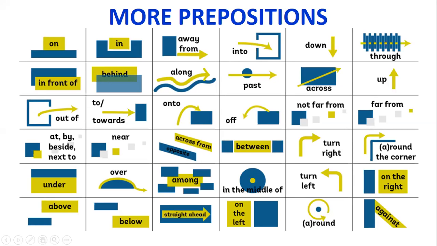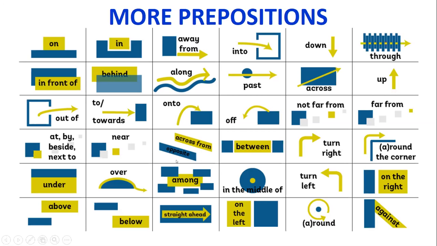Vean esta, that's very interesting. We have 1, 2, 3, 4. Four prepositions that are like synonyms. At, to, for the same position, at, by, beside, next to. Sería en, por, a la par de, o al lado de, en este caso, lo más específico es al lado de, o contiguo a. Y next to es a la par de. Near, cerca, across from, opuesto a, o al cruzar, ¿verdad?